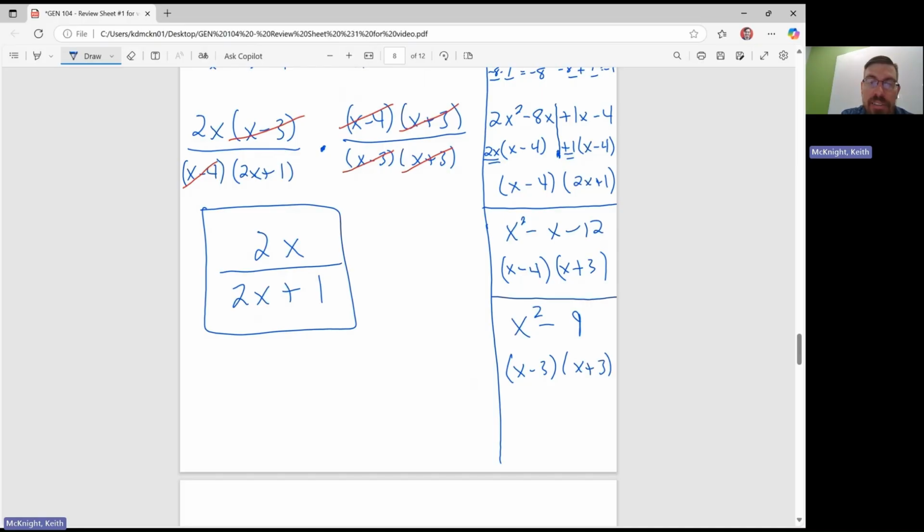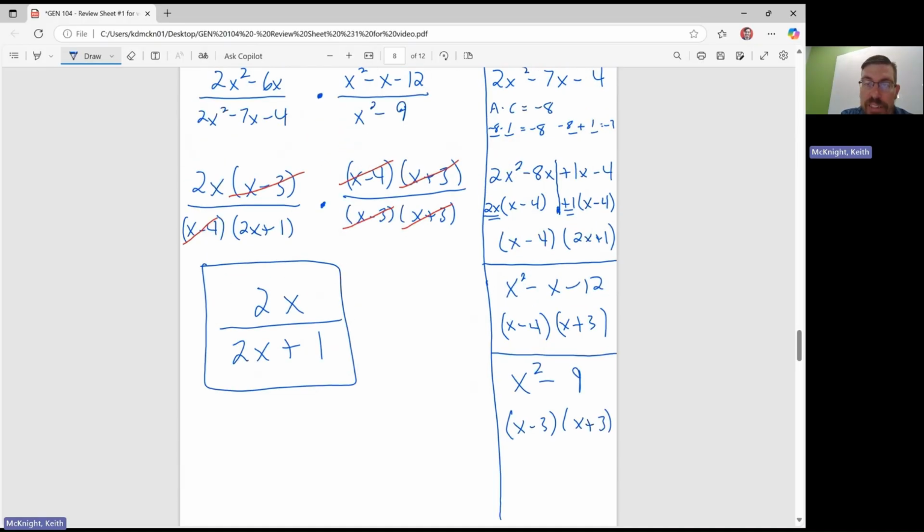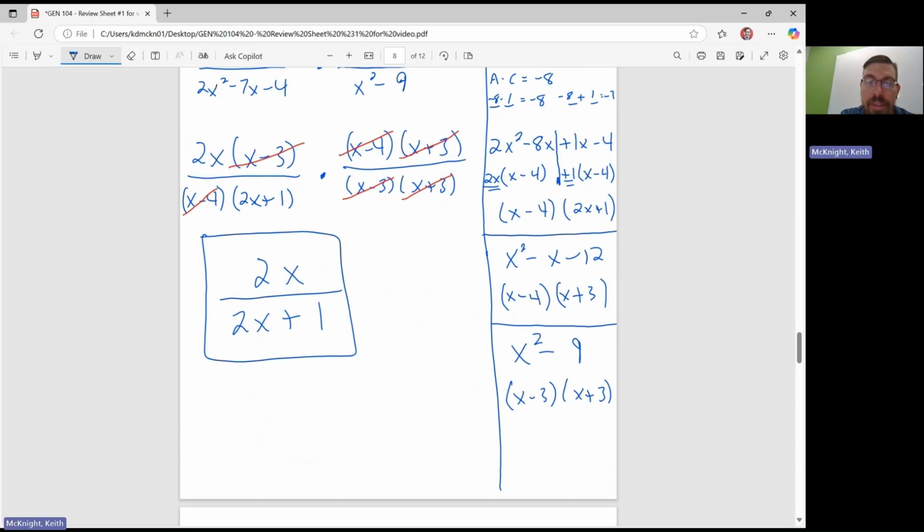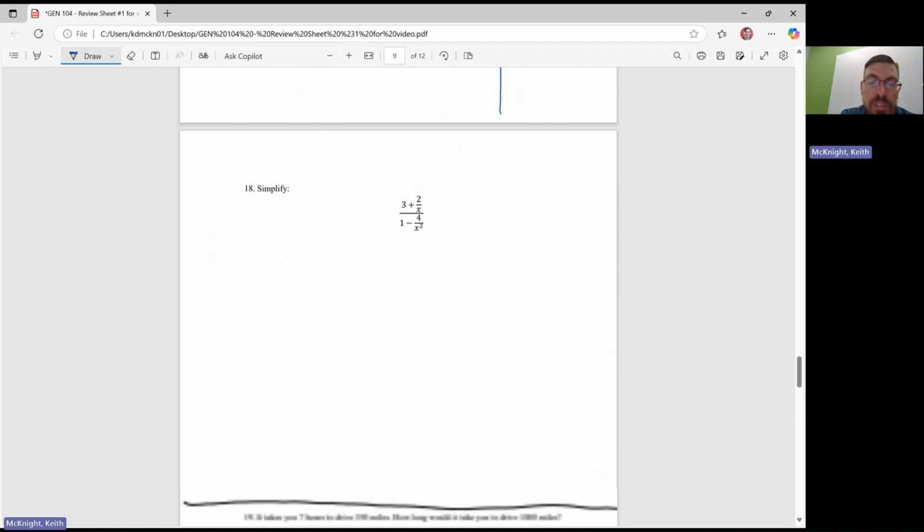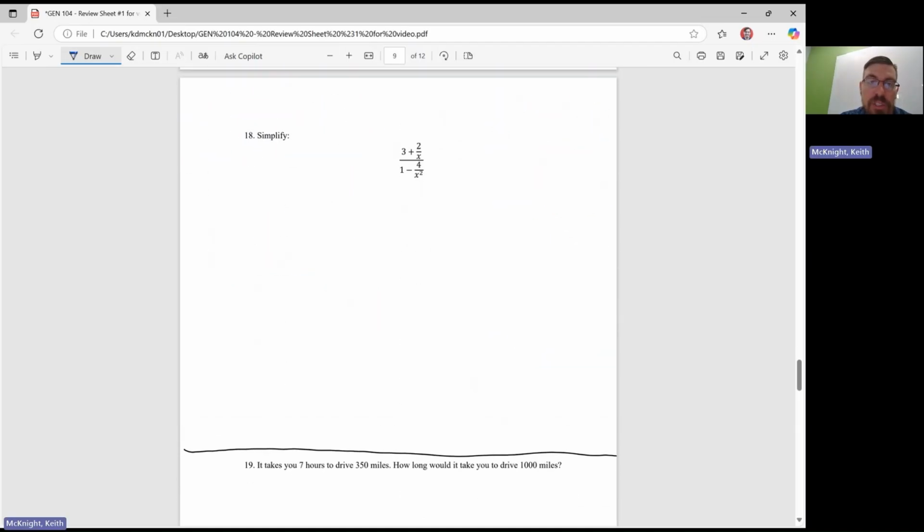And again, it's a lot of factoring on these questions, but just make sure you take the time to do so. Don't try to shortcut them, because the factoring is going to be the longest part of the question.